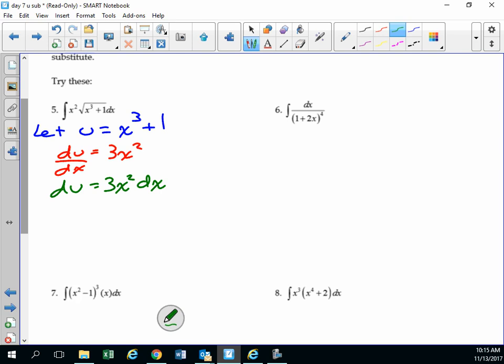Instead of doing that, I'm going to go straight to green and say du equals 3x squared dx, moving that dx to the other side. If you need that step, multiply both sides by dx. I understand that. What's the derivative of x cubed plus 1? Literally, I'm taking the derivative of u.